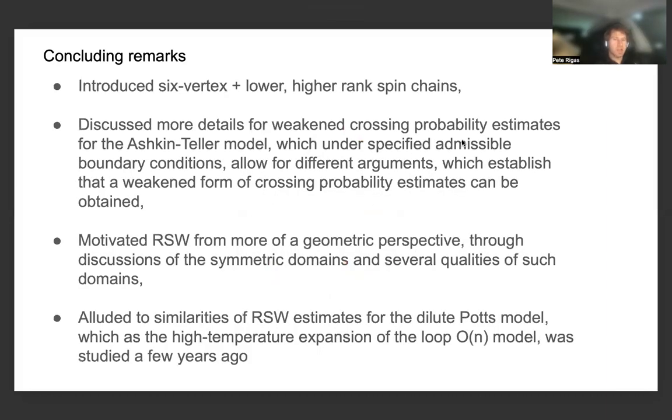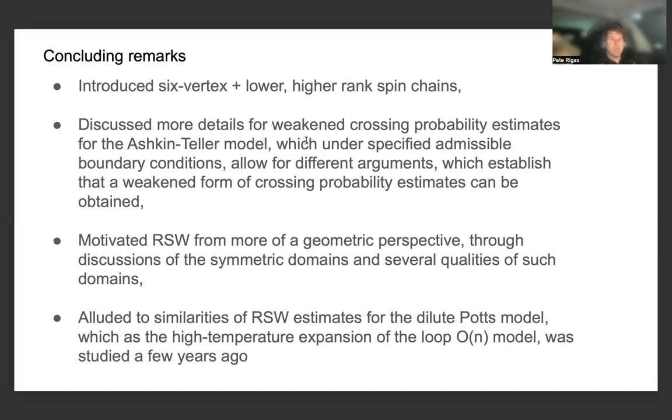And the concluding remarks that we have is that we introduce six vertex as well as the lower and higher rank quantum spin chains, and we discuss more details for weakened crossing probability estimates for the Ashkin-Teller model, in which, in another presentation that I had given a while ago, we looked at several more narrow and general characteristics of the crossing probability estimates. But in this case, from this presentation, we really delve more into the properties of the symmetric domains and how it relates to even some symmetry in the boundary conditions, which is established in the six vertex model side, which can also be established and verified, and realized in some way as a symmetry of the probability measure in the boundary conditions for the Ashkin-Teller model.